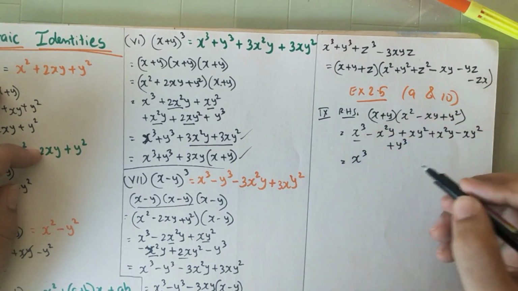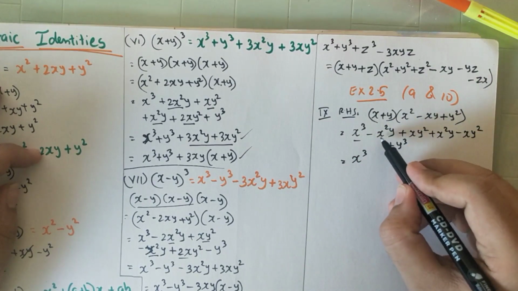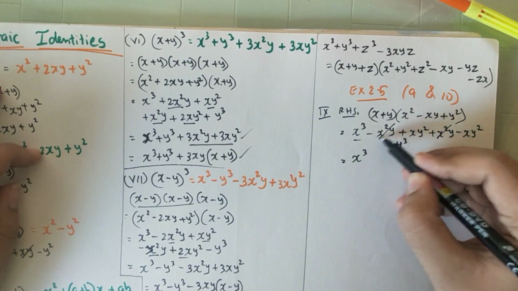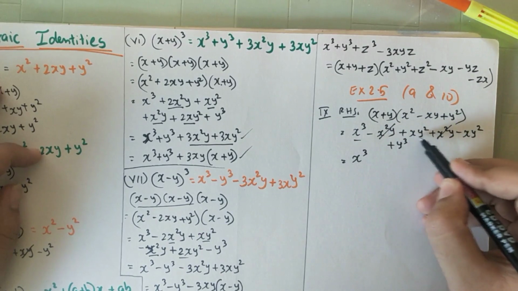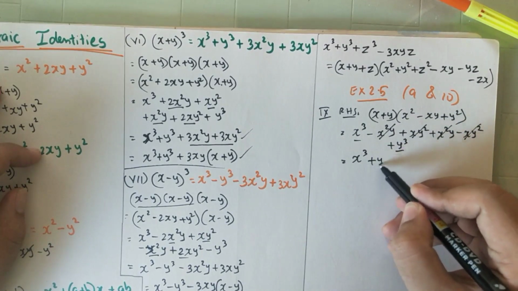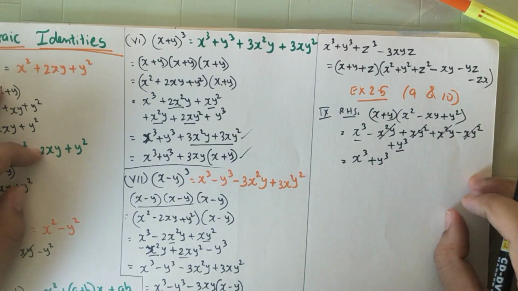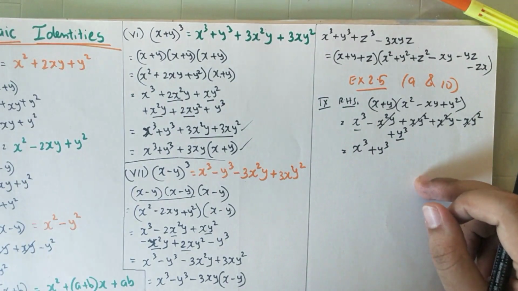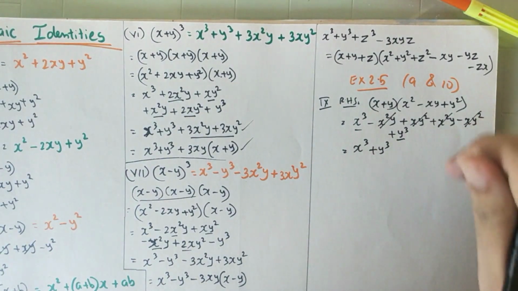X cube, first term, there is no like term. Minus x square y plus x square y, this will get cancelled. Plus xy square minus xy square will get cancelled. The only term remaining is y cube. This is actually the proof of 9th question in exercise 2.5 also, but this is also an identity.